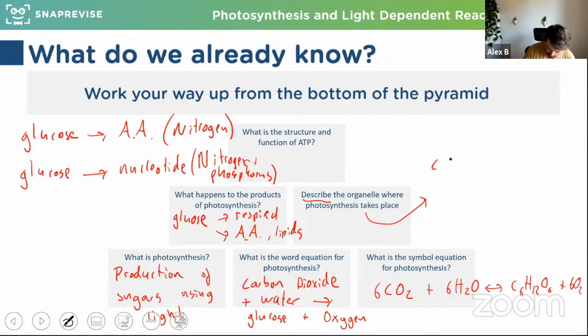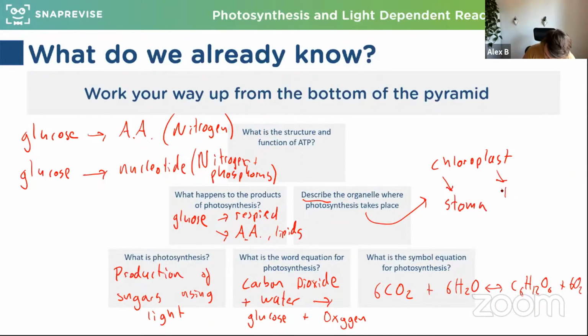Yeah, so the organelle is the chloroplast. And there's various features of a chloroplast. Stroma is like the cytoplasm. Thylakoid is an internal membrane, or thylakoid membrane.